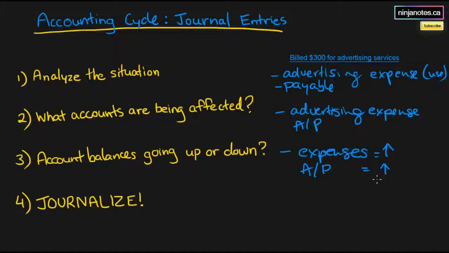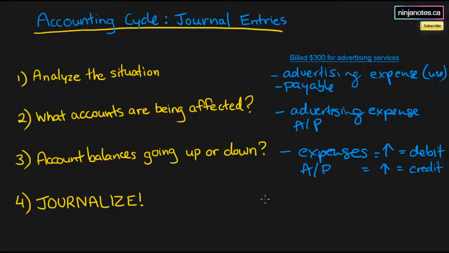The final part is journalizing. So we need to think, what happens to these accounts when they increase? So expenses, since they go up, it's natural to debit that account. And when accounts payable goes up, that's a liability account. Whenever liabilities increase, we're going to be crediting them. Okay, so we're not finished yet. We actually need to physically write the journal entry.